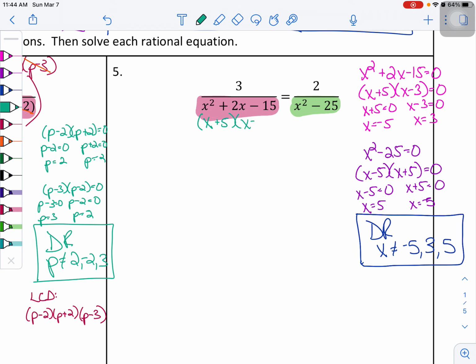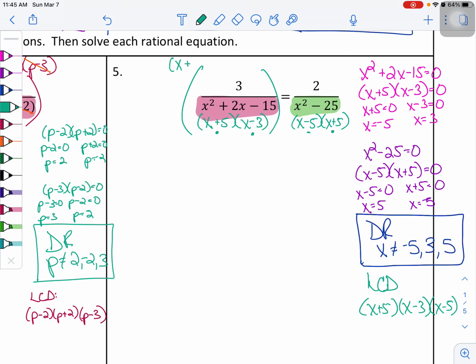Let's talk LCD. Now, the nice part is we've actually already factored these. I'm going to go ahead and stack the factors up. So this was x plus 5, x minus 3. This was x minus 5, x plus 5. So LCD, we've got the factors of x plus 5, which would take care of this term and this term. I've got a factor of x minus 3, which would take care of that little piece, and x minus 5, which takes care of that one. If those little dots help you to keep track of things, do it. Do what helps you when you're solving these problems.